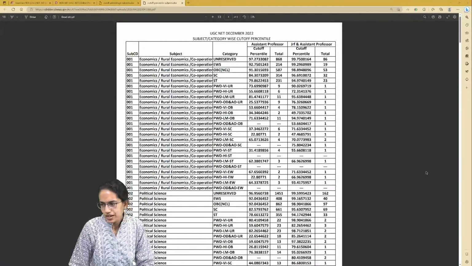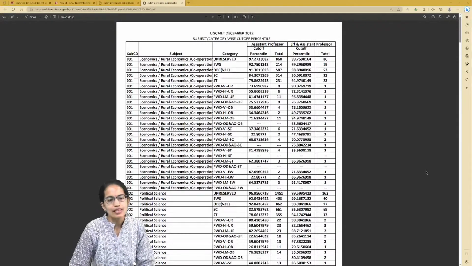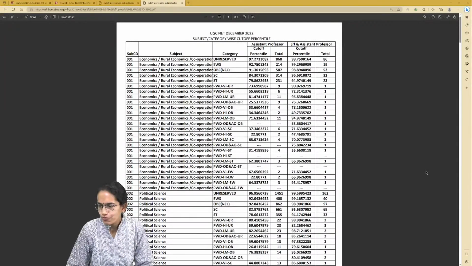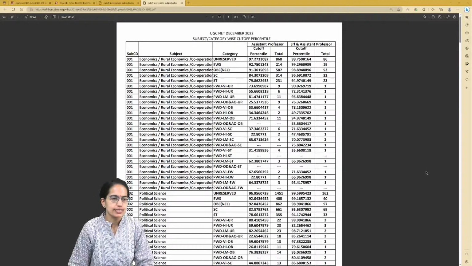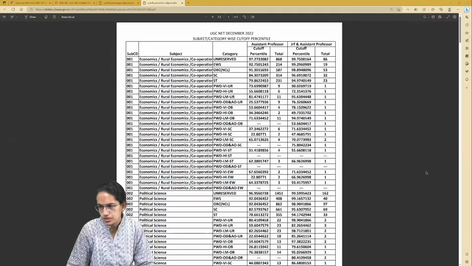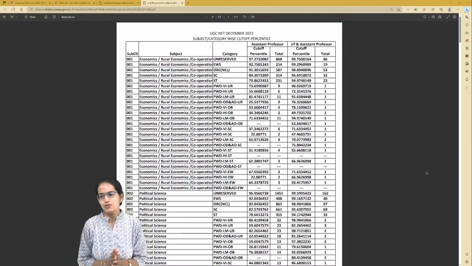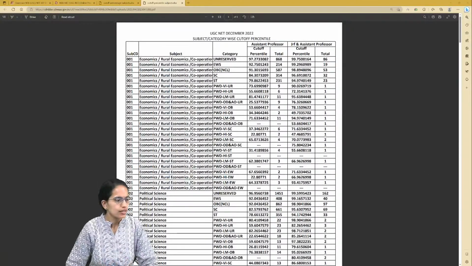Today we would be talking about the NET result and the analysis for it. A lot of you have already applied for the NET examination and appeared for it this year. Students have a common confusion: what is the difference between percentile and cutoff? So we'll be understanding that in a simple way.